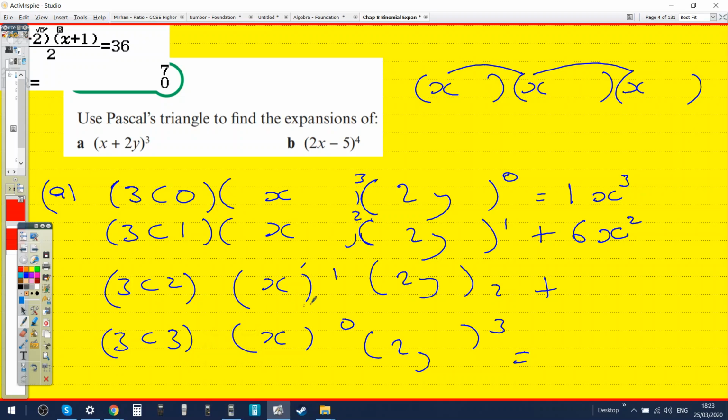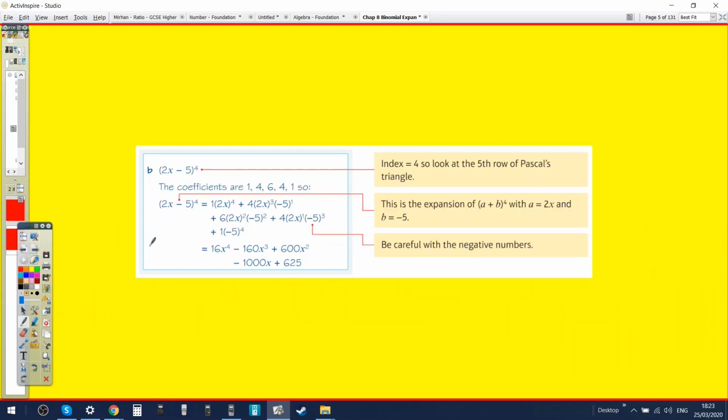And then for the next one, I got 12. And the last one, I got 8. And what is x to the power of 0? 1. Yep. What is x to the power of 1? Just x. Yes. And so this one here, the 12, has an x. So x cubed plus 6x squared plus 12x plus 8.